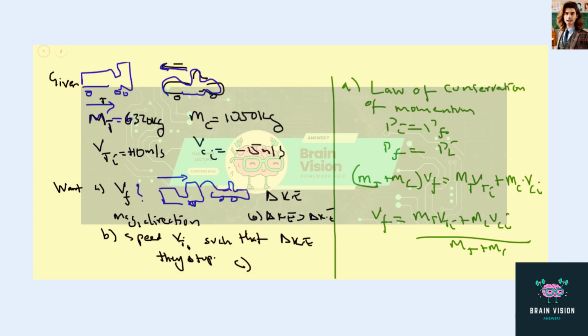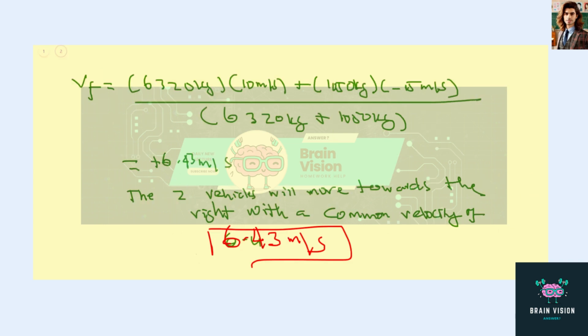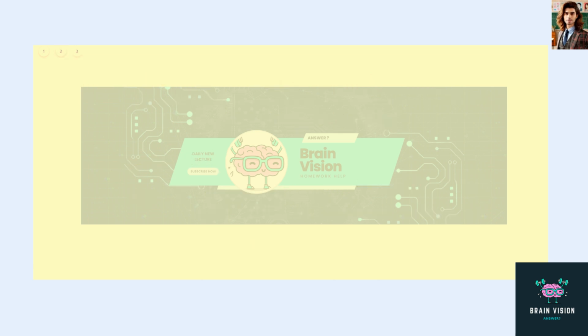The second part, you can see we wanted to find the speed of the truck if they happen to collide and stop. At what speed should the truck be moving so that they stop after collision? We'll do that on the next page. So we have a truck and then we have a car, and they were moving towards each other, they collide and then they stop.